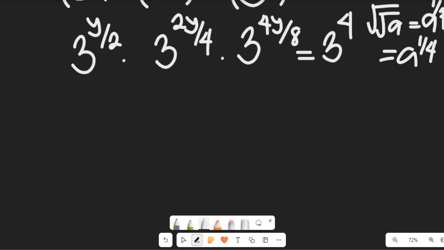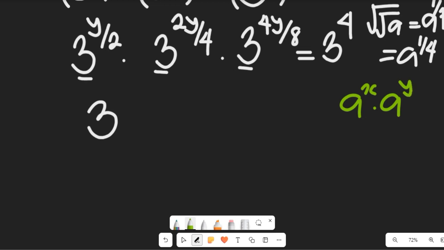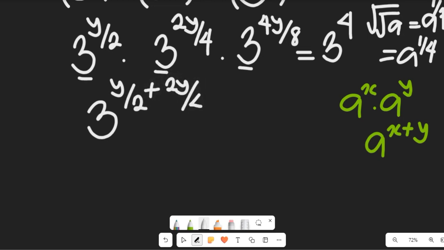From that expression, you can see that all these are 3. So we can have 3 to the power of, recall this law of indices: if you have a to the power of x multiplying a to the power of y, because they have the same base, this will be a to the power of x plus y. So we're going to have 3 to the power of y divided by 2 plus 2y divided by 4 plus 4y divided by 8, and this will be equal to 3 to the power of 4.